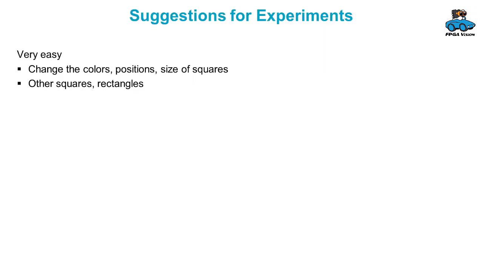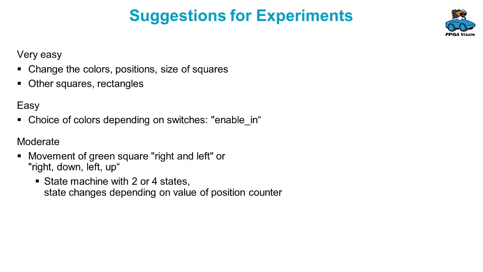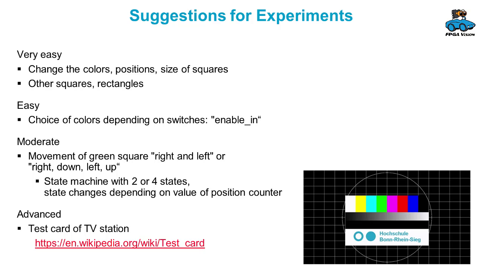Now you can do some experiments with the video generator. You can change the color, the position, and the size of the squares and other squares and rectangles. You can also use the switches on the input enable in to change the colors depending on the switch. And a little bit more complex is to change the movement of the green square to also going back or going right, down, left, up. This requires a small state machine. And a more advanced experiment would be to generate a complex image, for example, like a test card of a TV station. So I wish you good luck with your experiments.